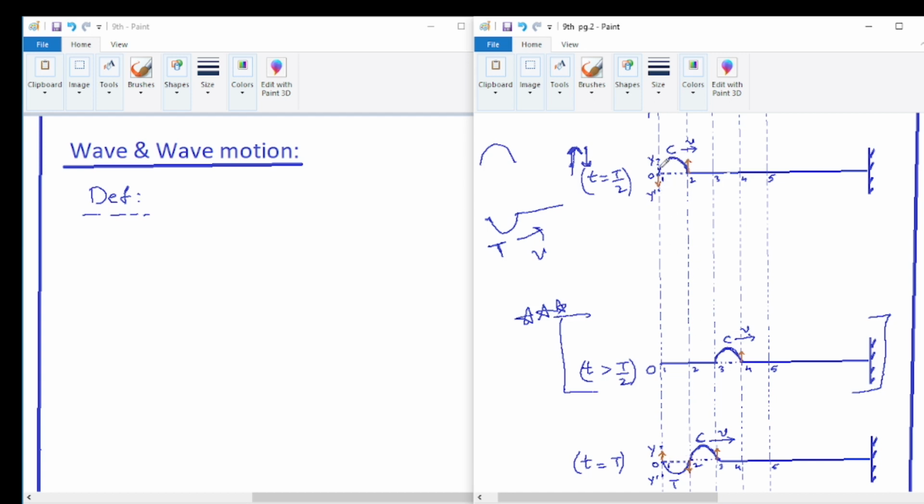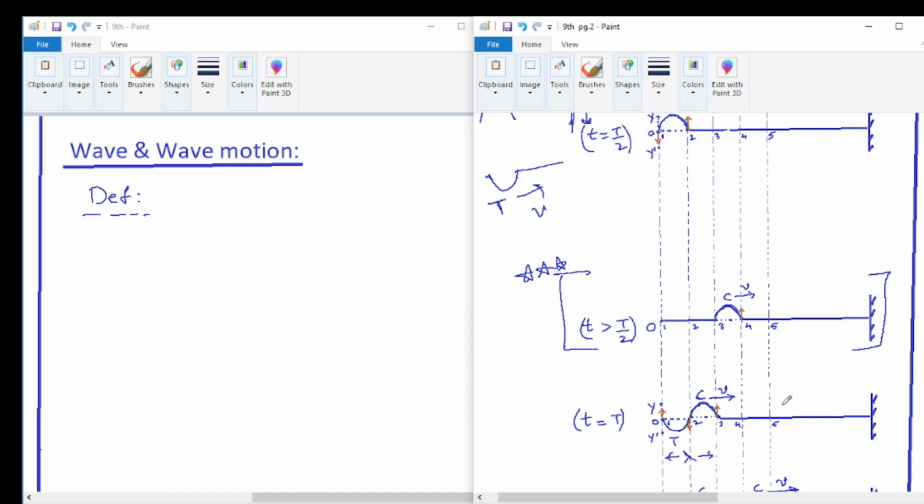Will the crest be remaining there at the same point in the next half time period? The next half of the vibration means another T by 2. So what will be the time now? T by 2 plus T by 2. What is T by 2 plus T by 2? It will be T. You can just add this and see. T by 2 is half the time period, plus T by 2, it will be the full time period. Time taken will be T. So then a trough will be getting formed.